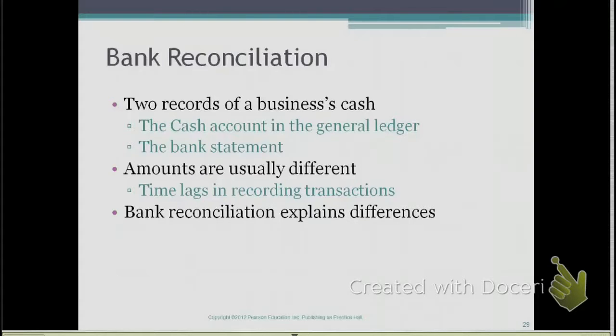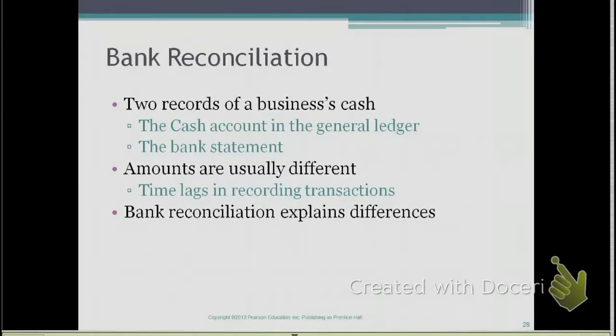Everything is fine. However, that is very rare. The bank statement and your general ledger accounts usually have different amounts. And the reason is because of the time lags in recording the transactions. And we're going to take a look at how time lags occur next.